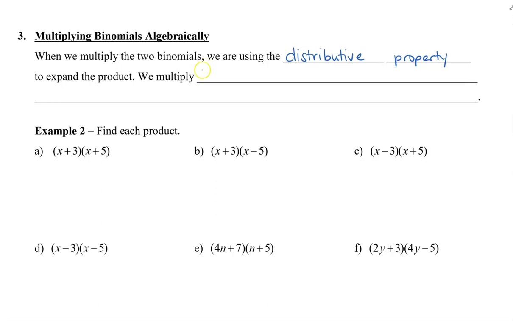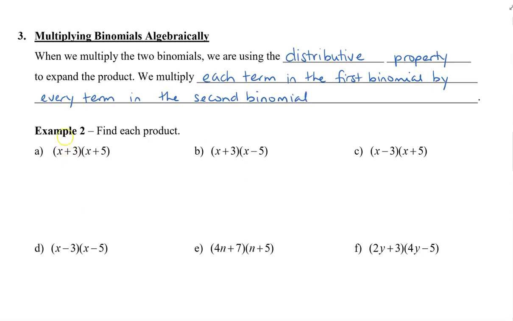So we multiply each term in the first binomial by every term in the second binomial. All right, so this is what it would look like if we expanded it.